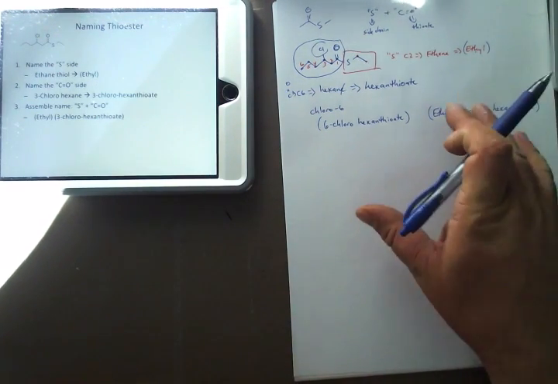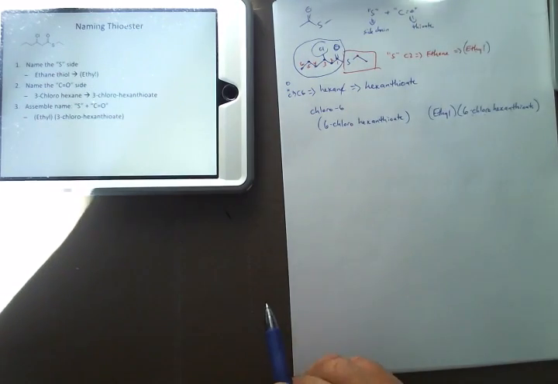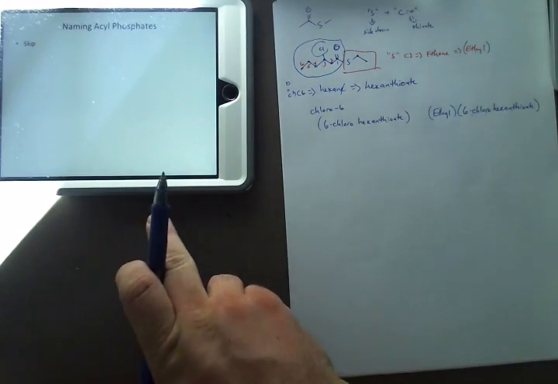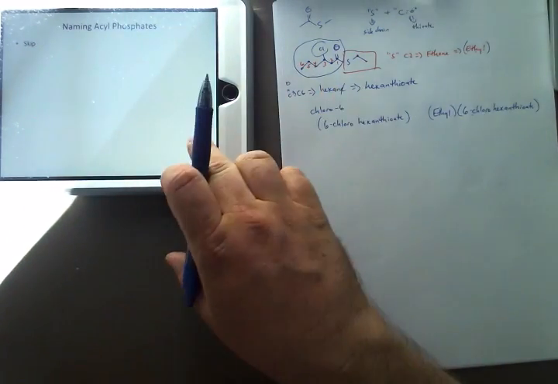So this is going to be named exactly like the ester, it's just that you have the thioate. Acyl phosphates, don't worry about them. Nobody names them, stuff like that.